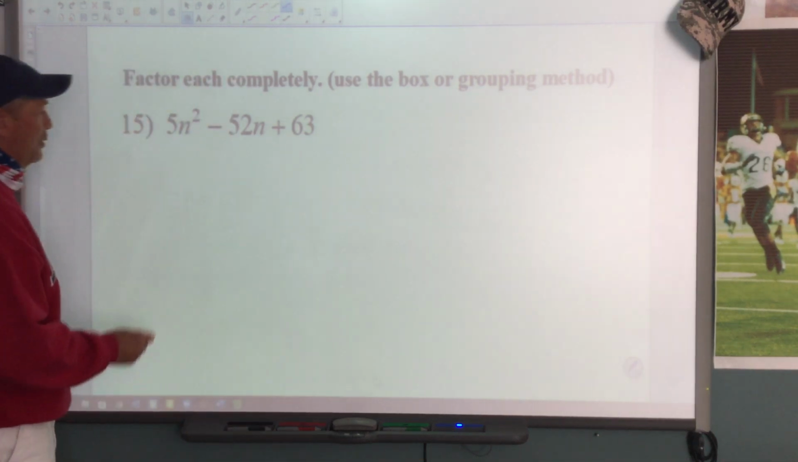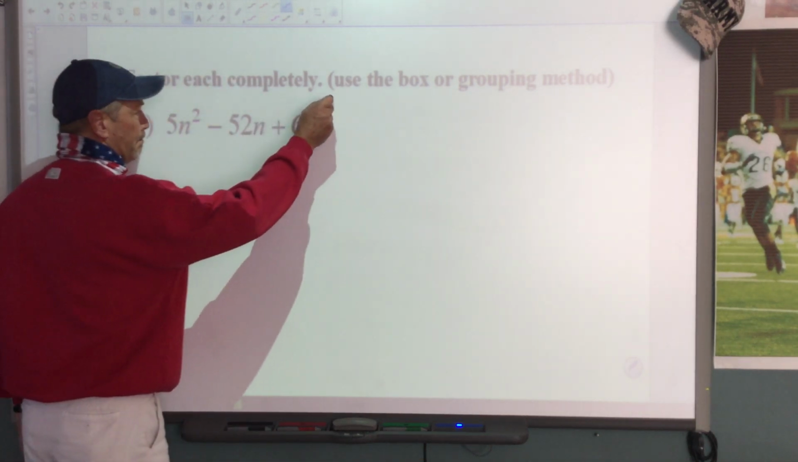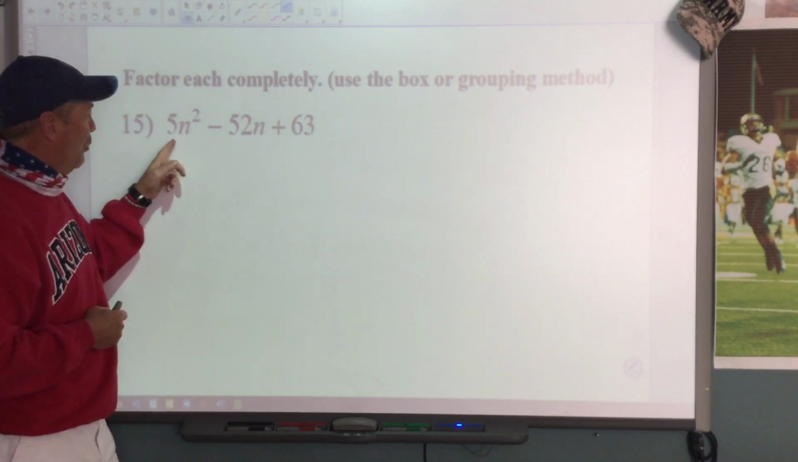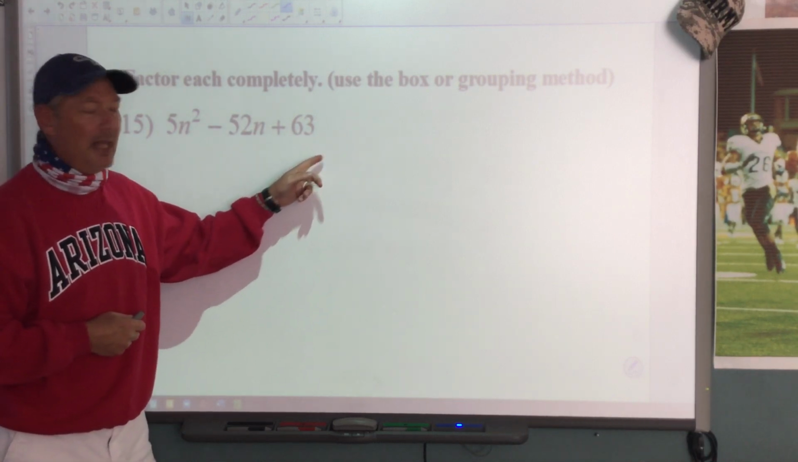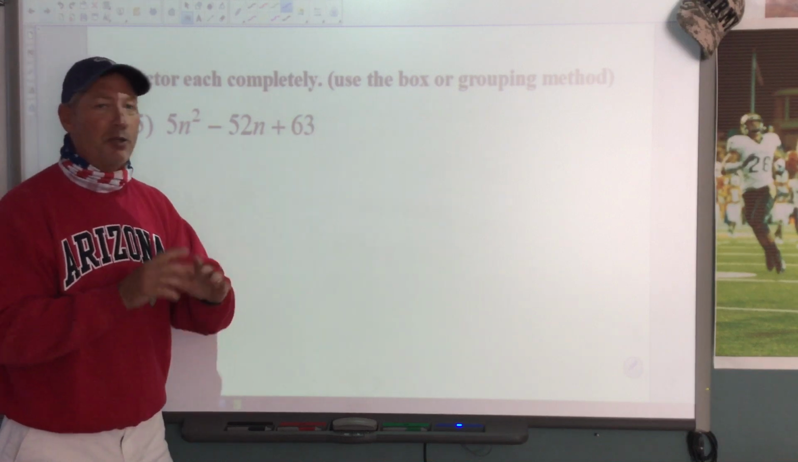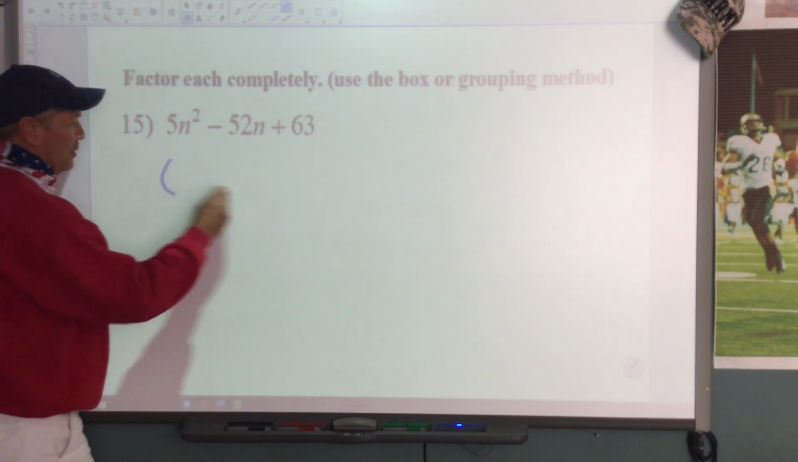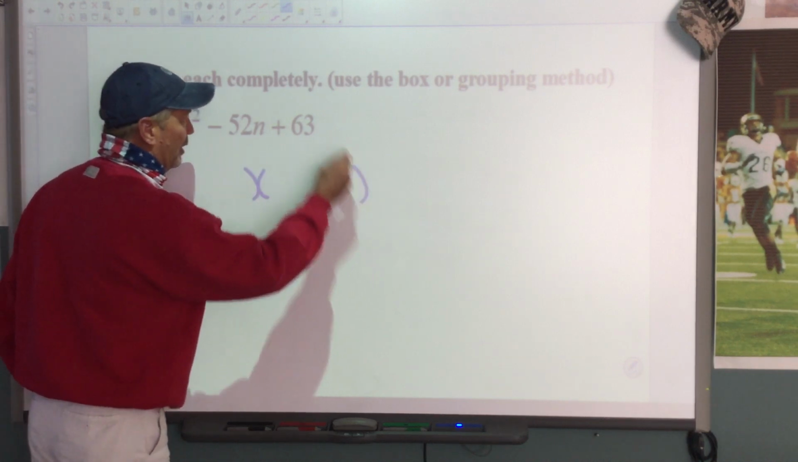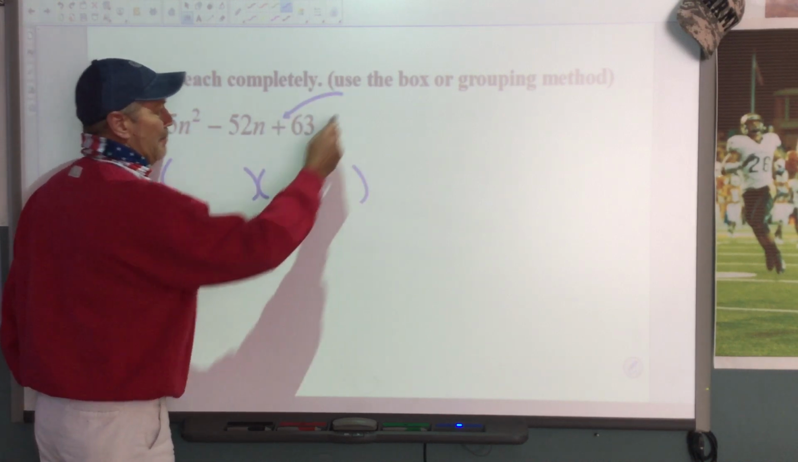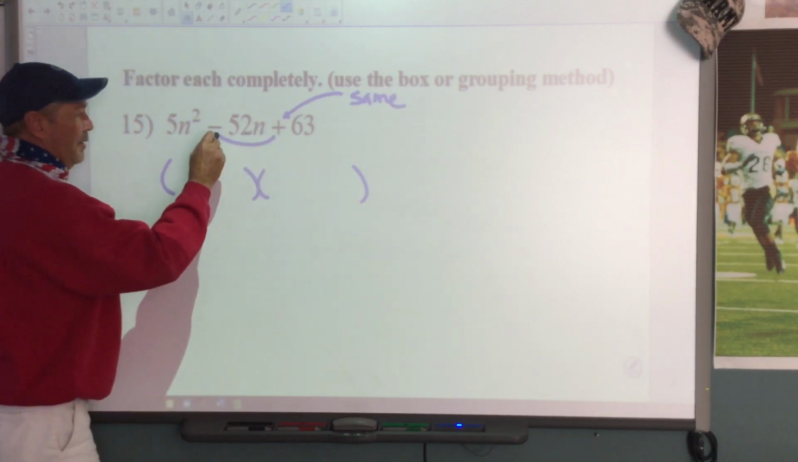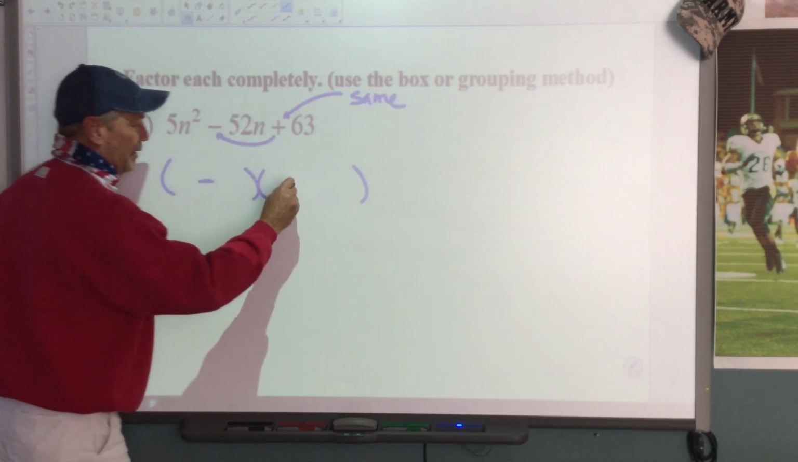All right, so what I want to do is set my parentheses. Can I take out a greatest common factor? Will 5 go into anything? No. They don't have a number in common, so I do not have a greatest common factor here. So I'm going to set my parentheses. That's a plus sign, so my signs are going to be the same. This tells me they're both going to be minuses in here.